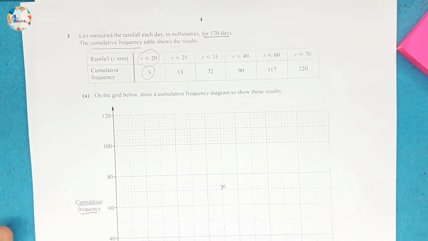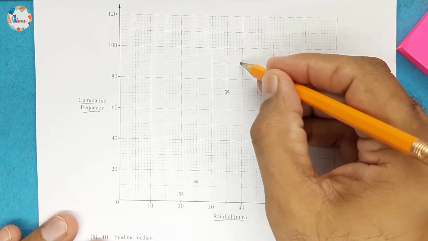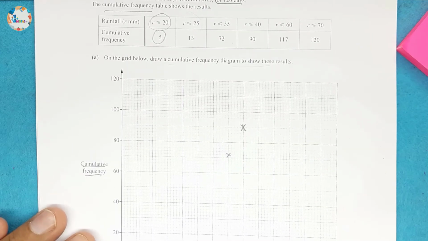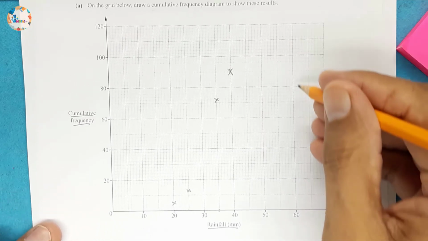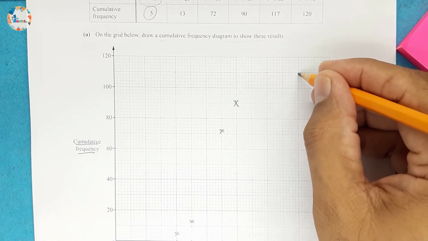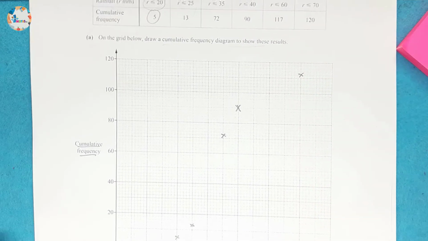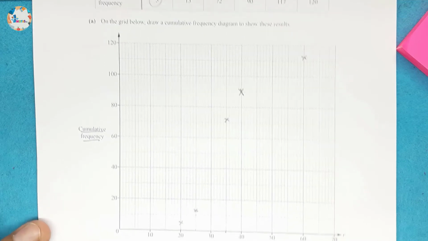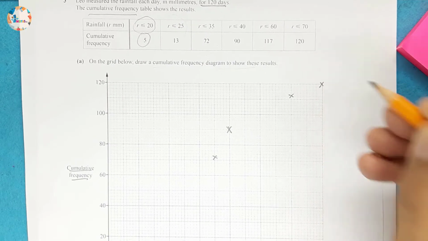Next is 40 and 90. So 40 will be this one, and 90 will be over here. This one will be 90. Then 60 and 117. So 60 is this one, 115 and 17 will be this value. And last one is 70 and 120. So 70 is this one, and 120 is this point.